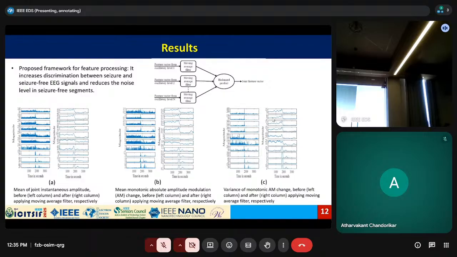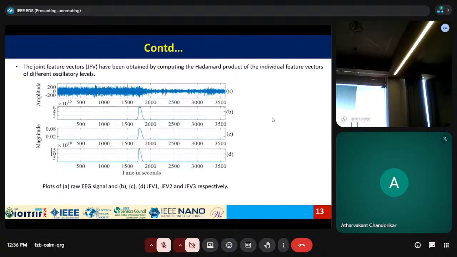So if you multiply higher with higher, what will become higher? And lower multiplied with lower will become lower. So based on that concept, we have suggested the Hadamard product. And when you multiply all of them, then it becomes higher. So this is the beauty of signal processing.